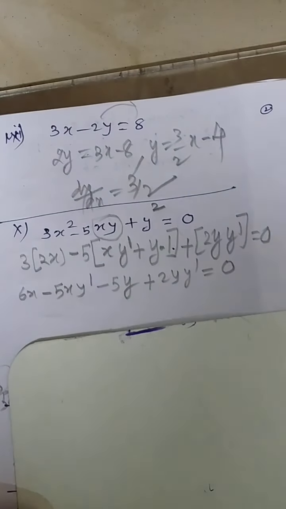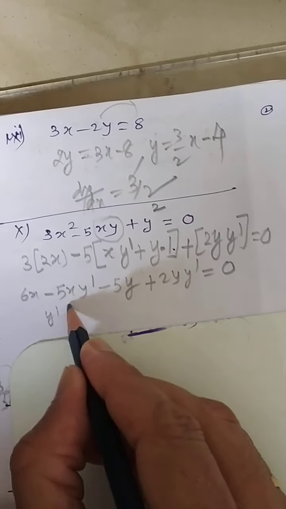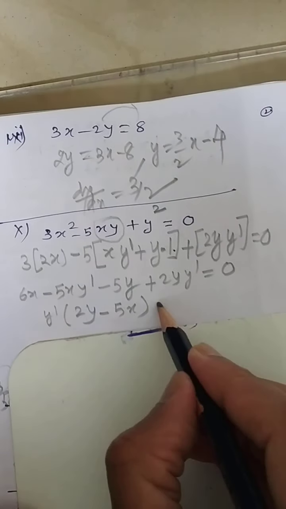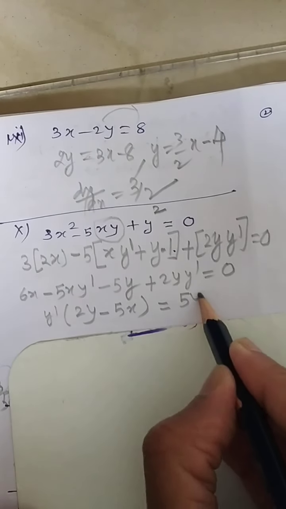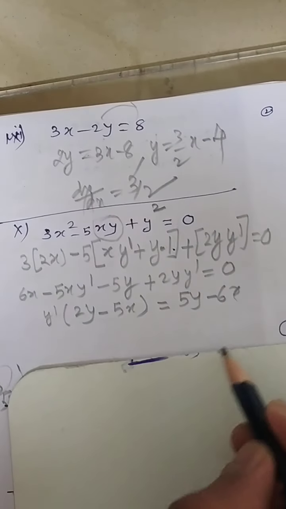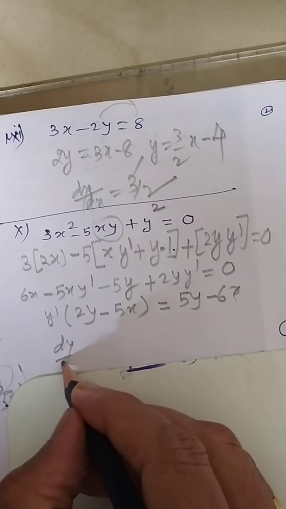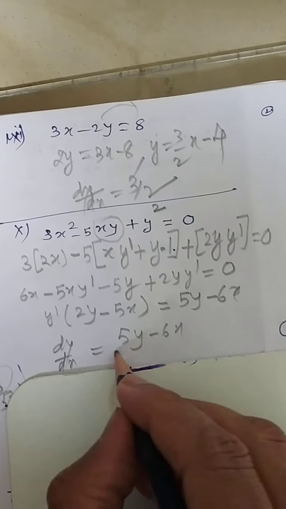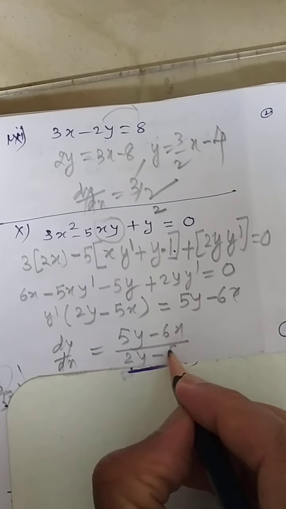Next step is to collect the y dash term on the left hand side. Y dash will be equal to 2y minus 5x. And the rest of the terms you can transfer to the right side, 5y minus 6x. Therefore, dy by dx in such a case will be equal to 5y minus 6x upon 2y minus 5x.